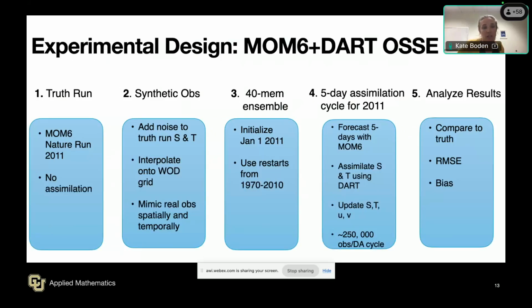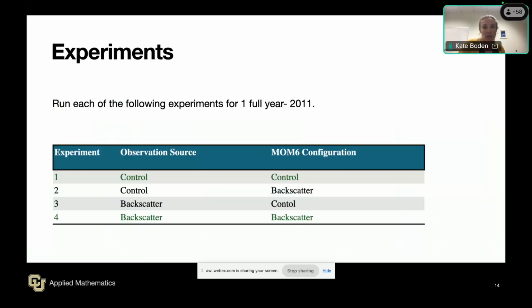So I have a truth run. I'm running this for 2011. I have synthetic observations of salinity and temperature. I interpolated them onto the World Ocean Database grid to give it some realistic spatial and temporal component. And then I have a 40-member ensemble, 5-day assimilation window, and then I'm going to show you some of our preliminary results. So this is a work in progress, but we do have some fun results to share.